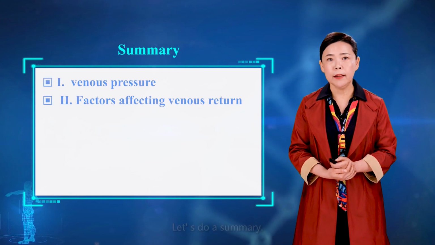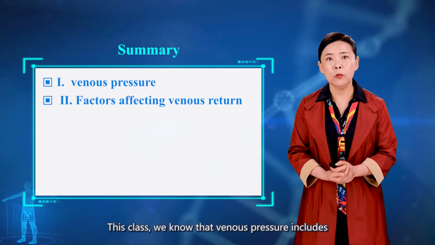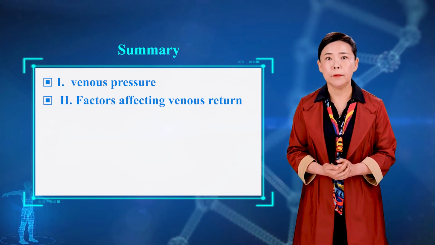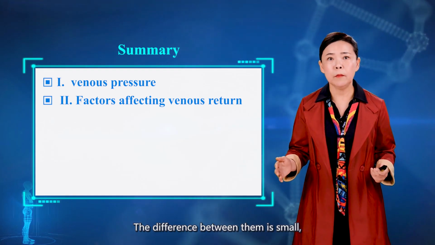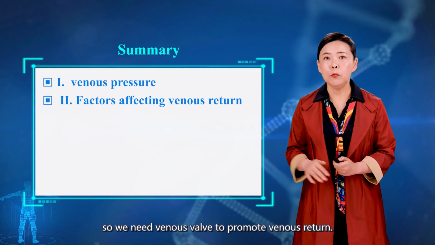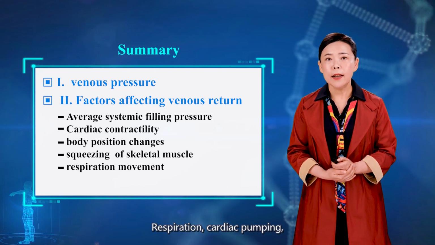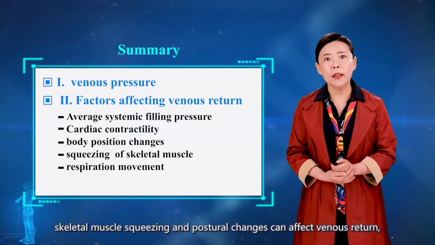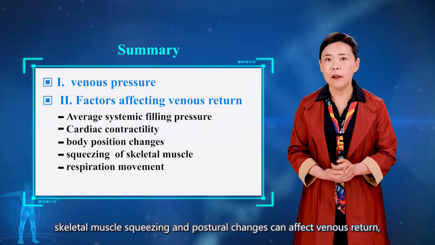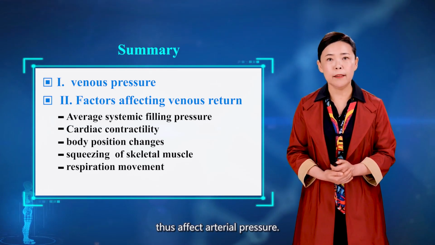Let's do a summary. In this class, we know that venous pressure includes central venous pressure and peripheral venous pressure. The difference between them is small, so we need venous valves to promote venous return. Respiration, cardiac pumping, skeletal muscle squeezing, and postural changes can affect venous return, thus affecting arterial pressure.